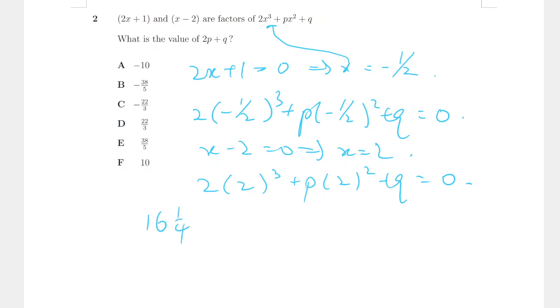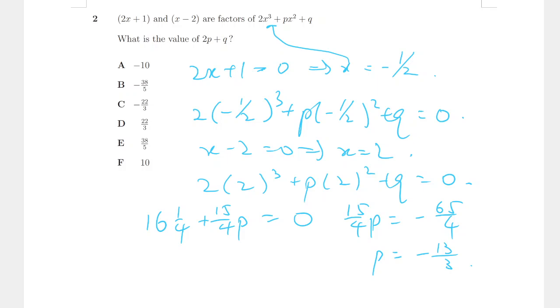Okay, second term is 4p minus a quarter p, so 15 over 4p equals 0, yeah? Very good. Okay, so 16 and a quarter is basically 65 over 4, right? So 15 over 4p equals negative 65 over 4. So we solve, p equals, how many is this? Negative 65 over 15. I could divide by 5 probably, so negative 13 over 3.